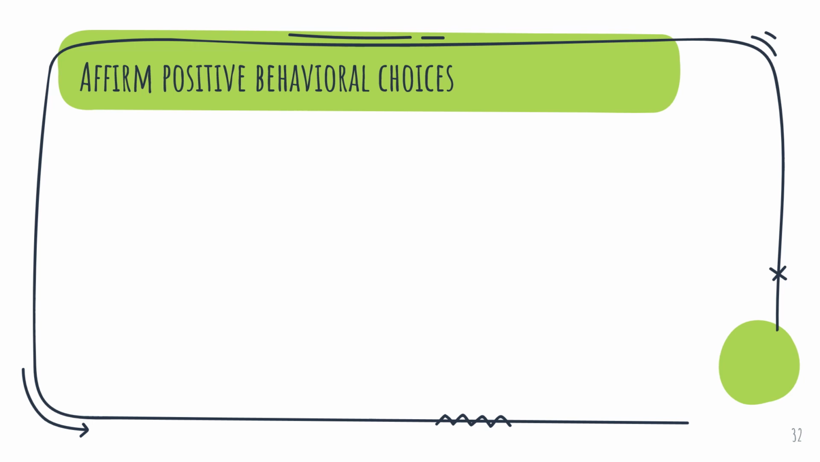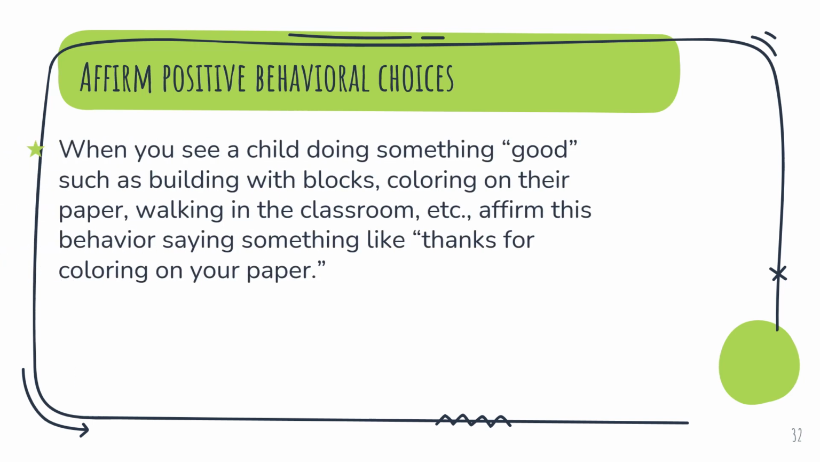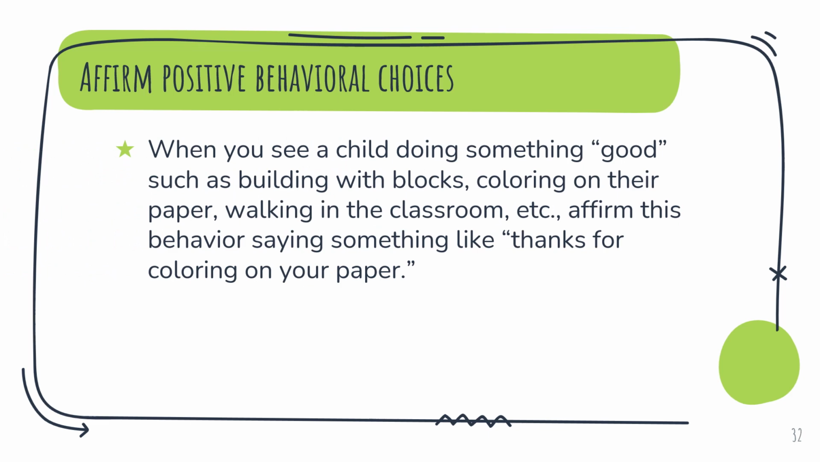Affirm positive behavioral choices. We're going to be doing another lesson on child guidance, and we will talk about this there as well. But when you see a child doing something good, such as building with blocks, coloring on their paper, walking in the classroom, and so on, affirm this behavior, saying something like, "Thanks for coloring on your paper."